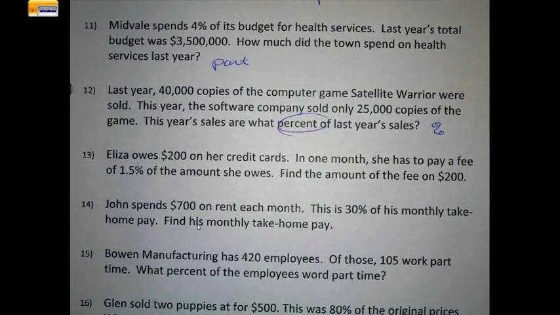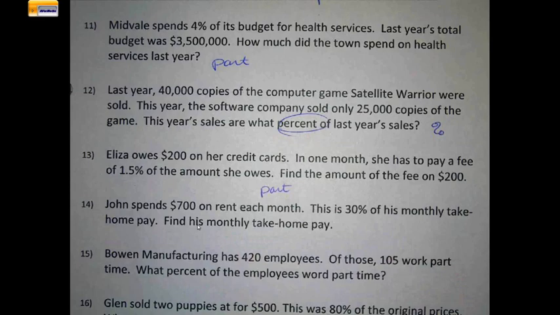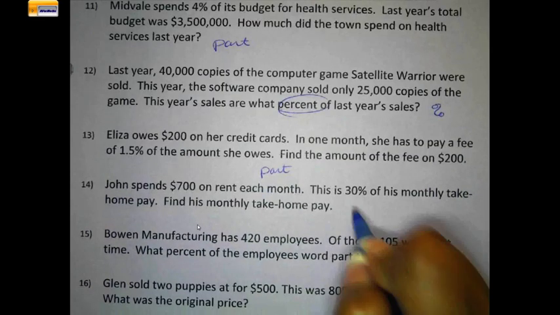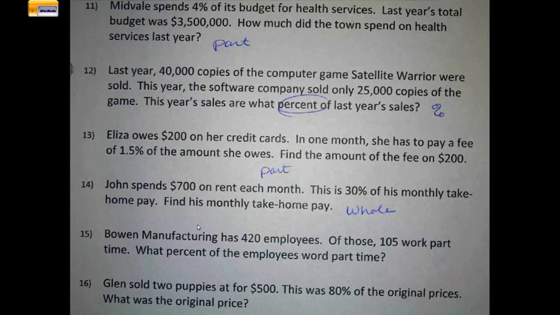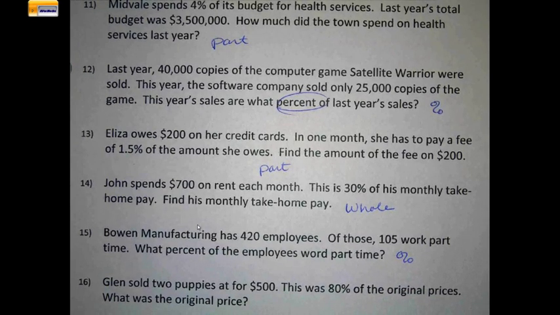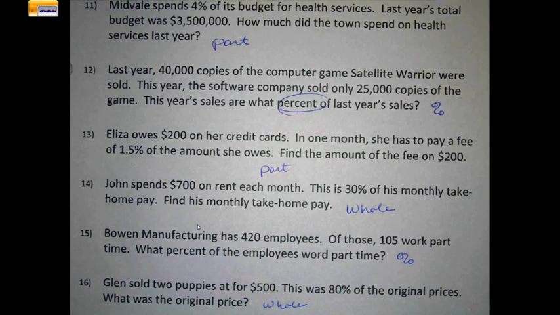Find the amount of the fee. I would say that is a part. Okay, number 14, what would it be? That's the whole amount, yeah. Number 15, what am I looking for? Percent code. And number 16? Yeah, original price. Whole. If you want the original price, that's the whole, right?